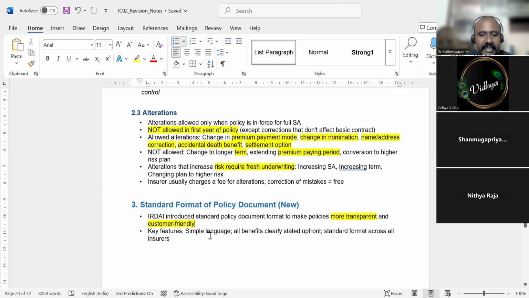So what are the key features? It should be in simple language, not a kind of US or UK language. All benefits should be given upfront. Standard format across all insurance. This is the basic thing IRDA has given as a rule. It's a very short chapter, chapter 8, and more theoretical. But if you read it, you will understand it very easily. So far, any questions?